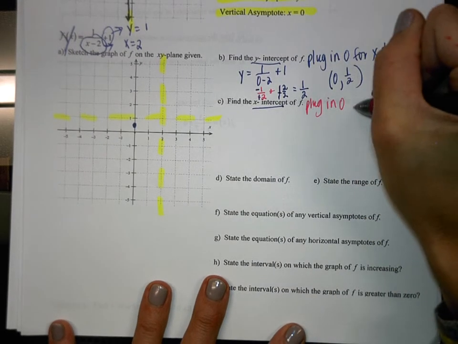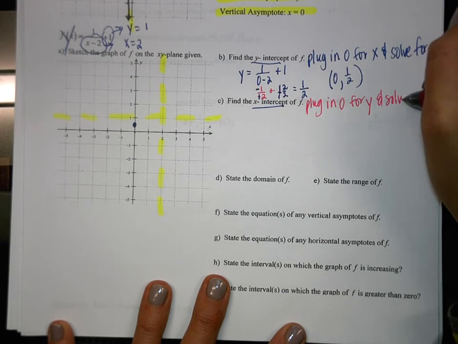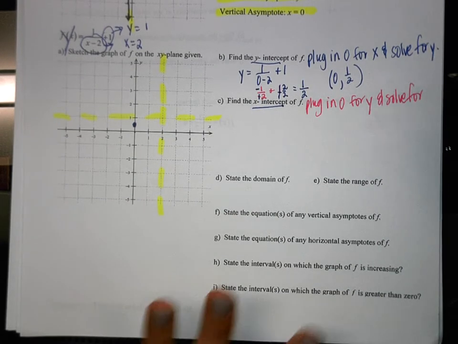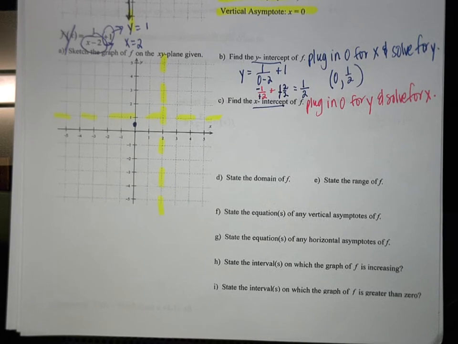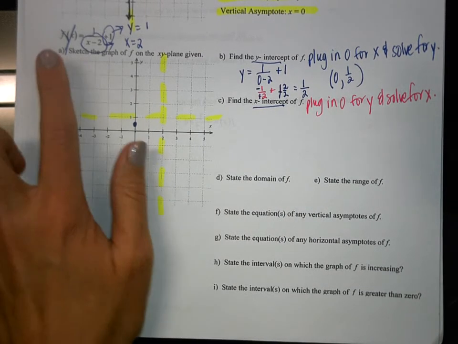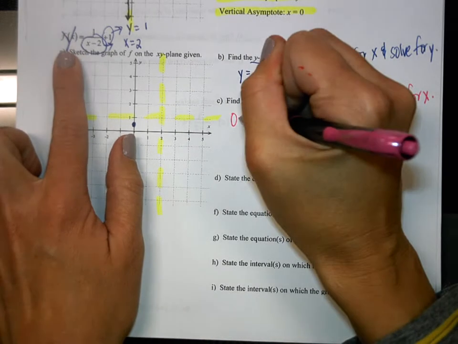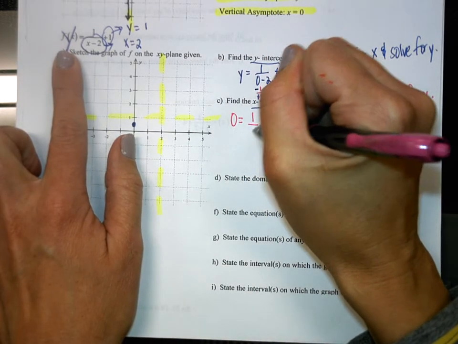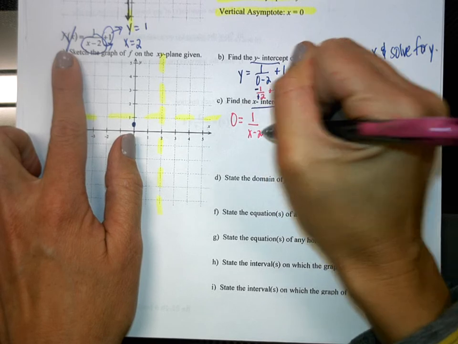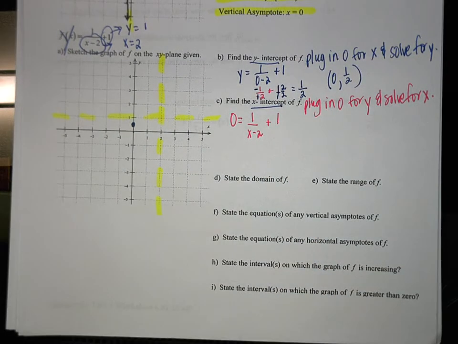Plug in 0 for y and solve for x. Okay, so if we look up here, here's my equation. I'm plugging in 0 for y. I would write that as 0 equals 1 over x minus 2 plus 1. Does this look familiar to everything we've been doing in this unit?